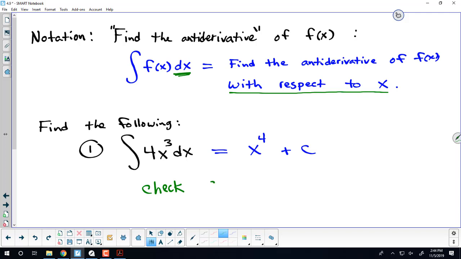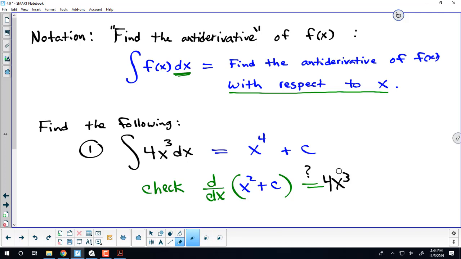So we're going to check, does the derivative of the antiderivative actually equal the function that we were given? So is that equal to 4x to the 3rd? Even though antiderivatives, as we'll see, are harder to find, they're easier to check.